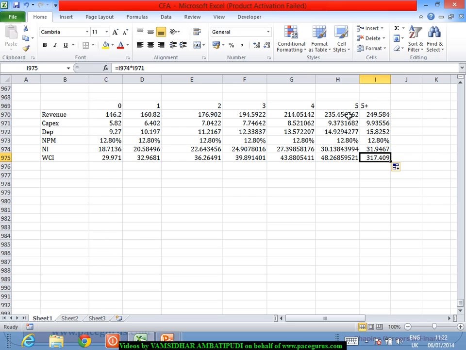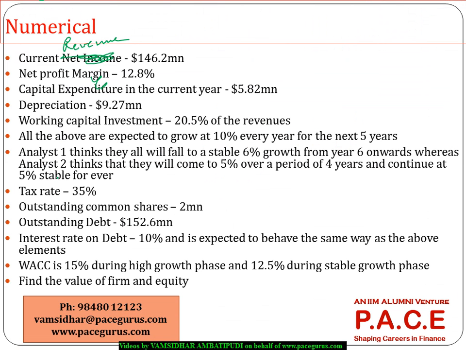So from here the analyst one is thinking that there is going to be a kind of infinite, constant growth for an infinite period. So from here now I can find out the free cash flow to the firm as well as free cash flow to the equity. Is there any other information? Yeah, tax rate is 35%.